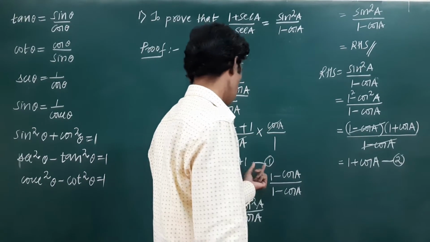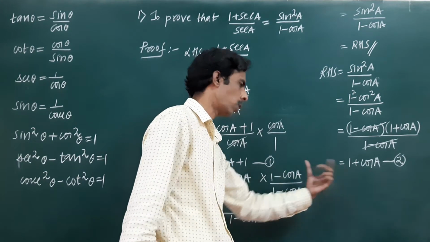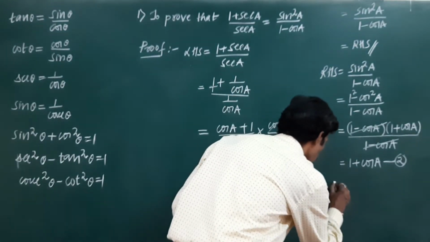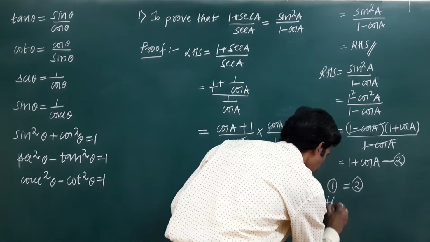You come back to equation number 1 and cross verify with equation 2. If both are similar, then at the last you write 1 is equal to 2. Okay, here is the proof.